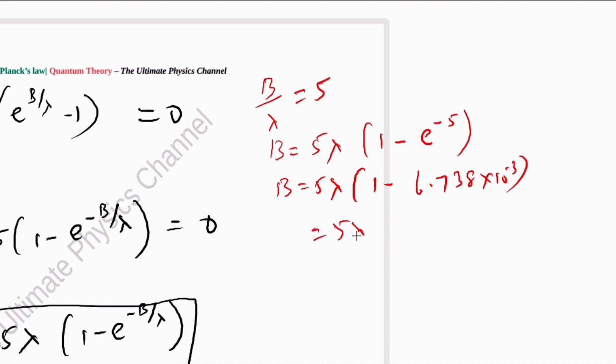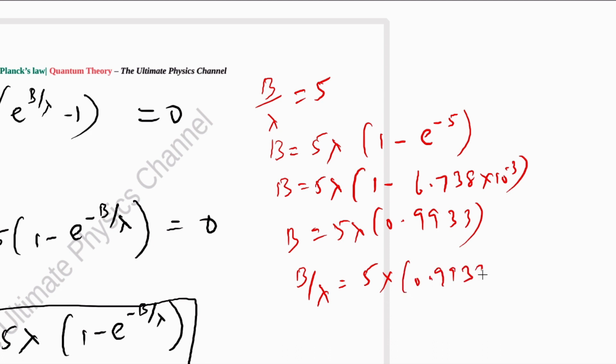So 5 lambda times 0.9933 b. Again, you can do the b over lambda here. From here you can calculate, that is 5 times this value, 0.9933, that would be 4.9663, right? So that is our first b over lambda that we have calculated. Starting from a guess of 5 for b over lambda, we have arrived at a lower value, 4.9663.